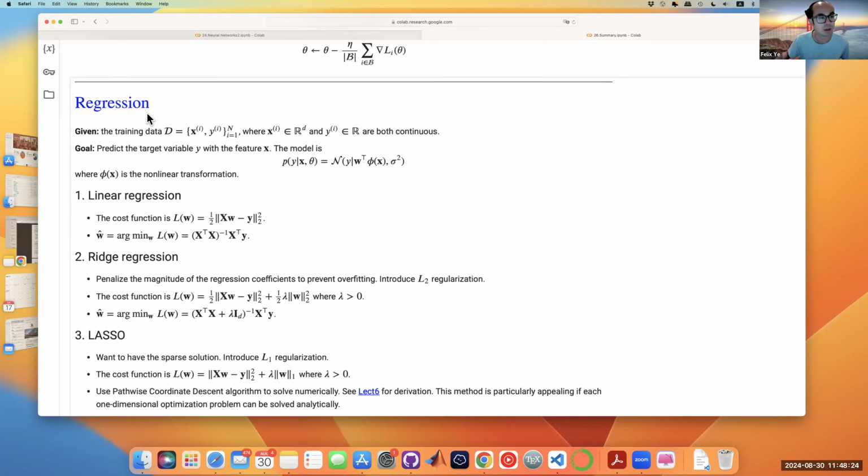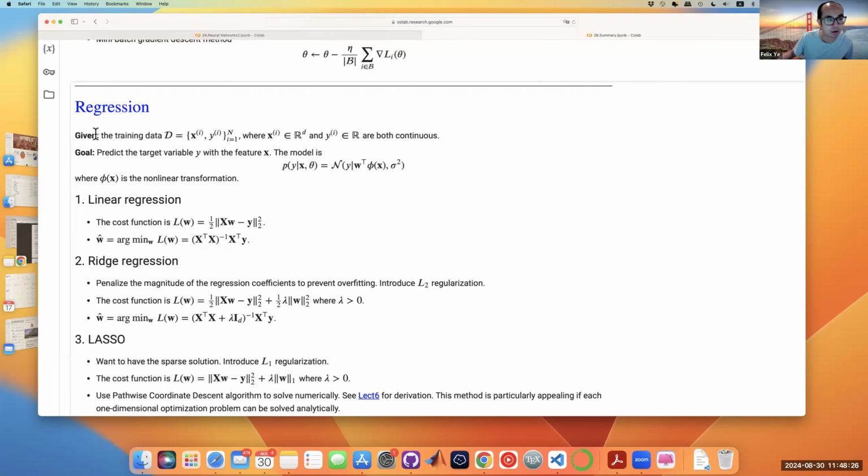Okay, so in terms of regression, we have this training data. We have been given these things a lot of times. So this is my training data, (xi, yi), i from 1 to n. X is actually a vector, xi is a vector in R^d. yi is a continuous variable in R. The goal here is we want to predict the target variable y with a feature of x, which is given as follows right here.